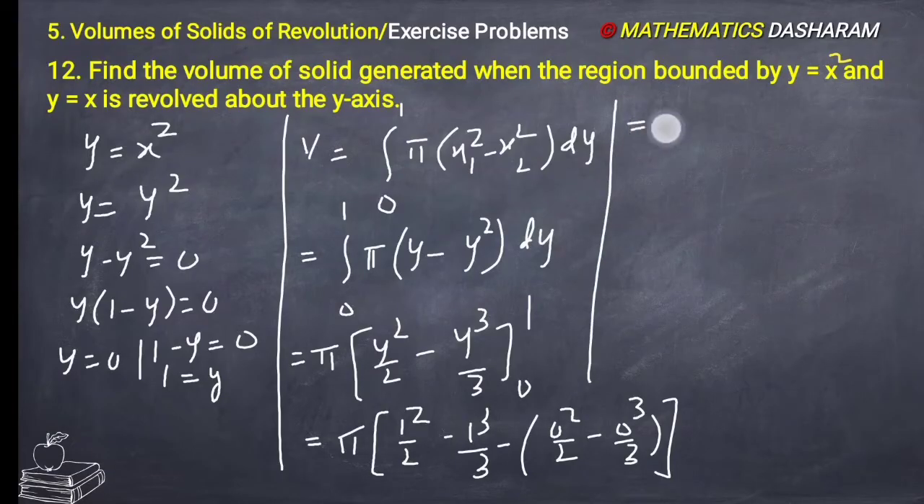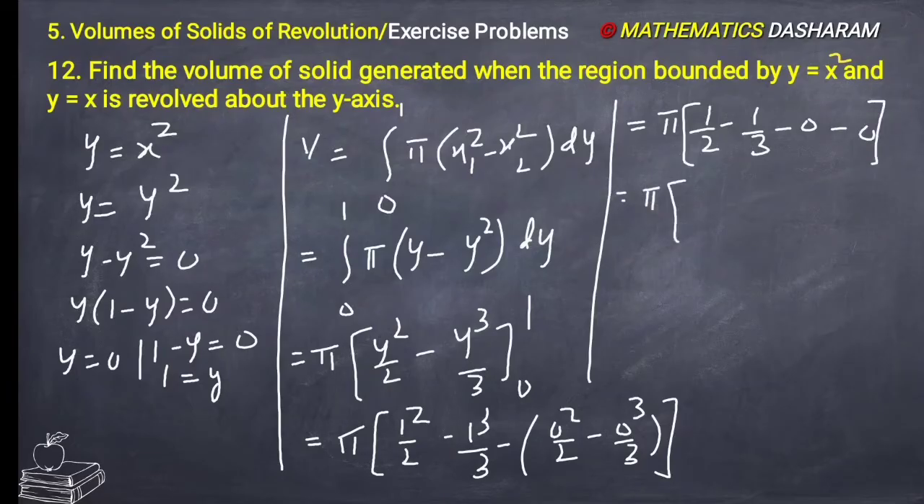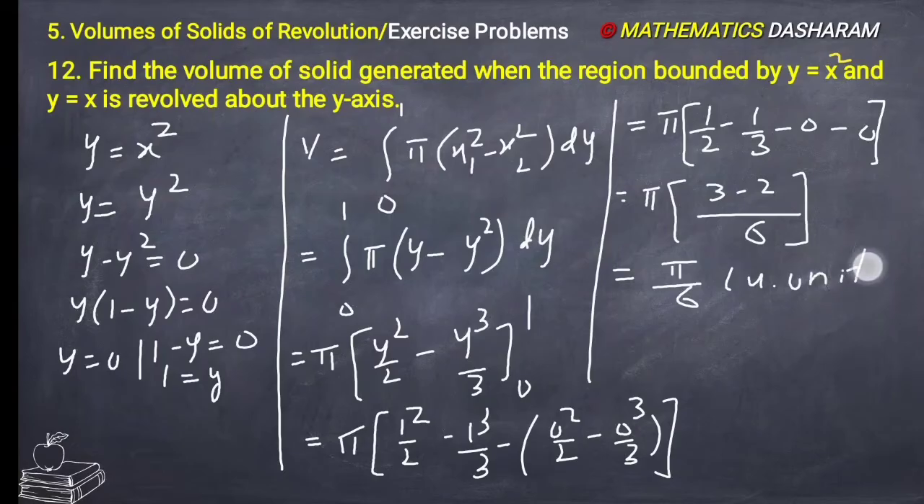So it is equals to pi bracket of 1 square is 1 by 2 minus 1 by 3 minus 0 minus 0. So it is equals to pi bracket of LCM of 2 comma 3 is 6, 3 minus 2, so pi by 6 cubic units is our required answer.